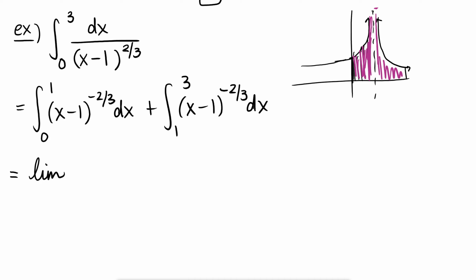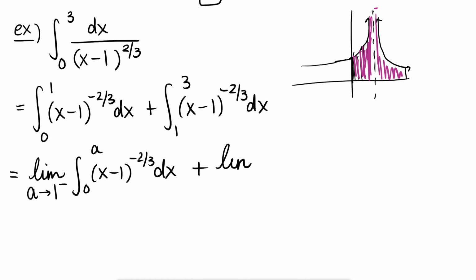So this is going to be the limit as, let's just replace that 1 with a. As we go from 0 to 1, a is going to approach 1 from the left, integral from 0 to a of x minus 1 to the negative 2/3 dx, plus the limit. Now as we go from 1 to 3, we're actually approaching 1 from the right, but I don't want to use a. Let's use b. We could have used b on the first one.